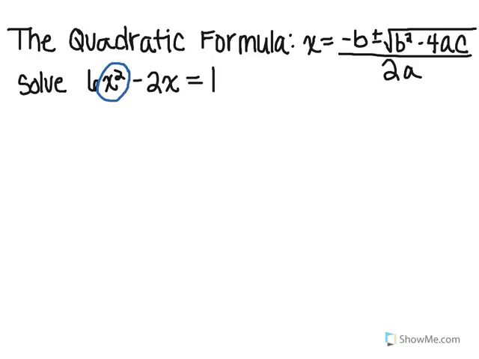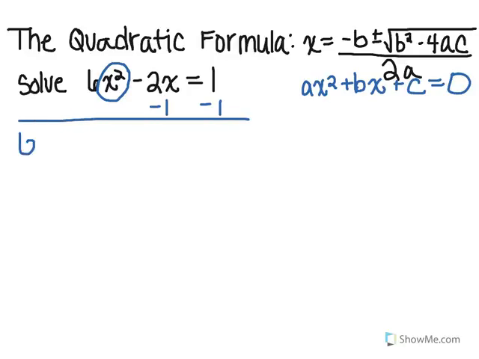So to solve, we first need to write it in the form ax squared plus bx plus c is equal to 0, which essentially means we need to write all the terms on one side so we have 0 on the other. So I'm going to start by subtracting 1 from both sides, and that's going to leave us with 6x squared minus 2x minus 1, I can't combine anything together, and then is equal to 0.